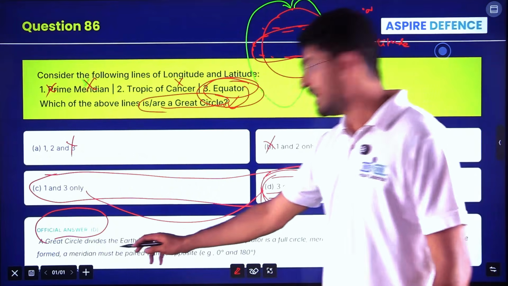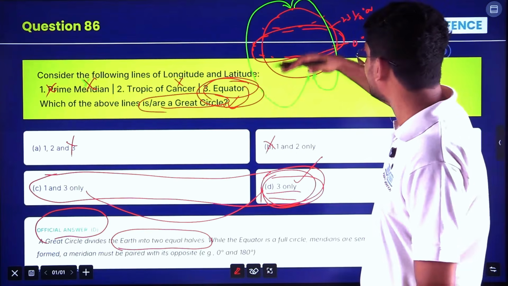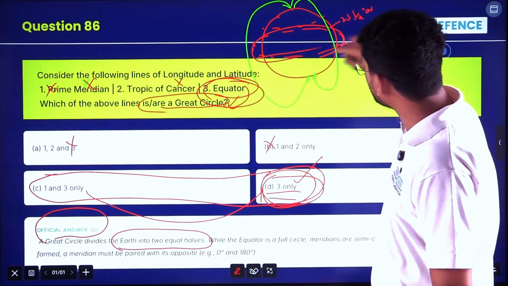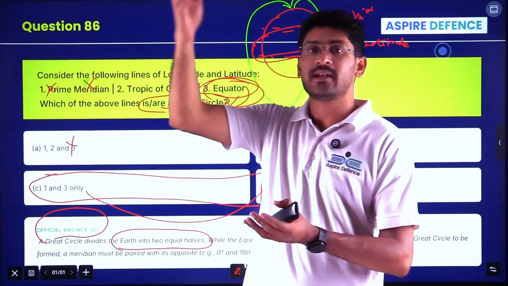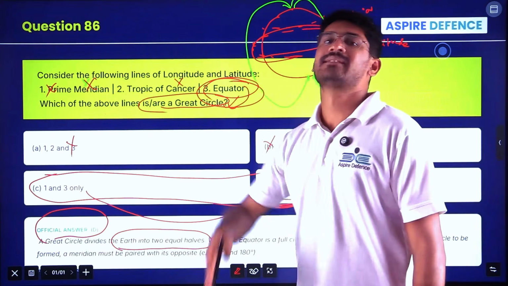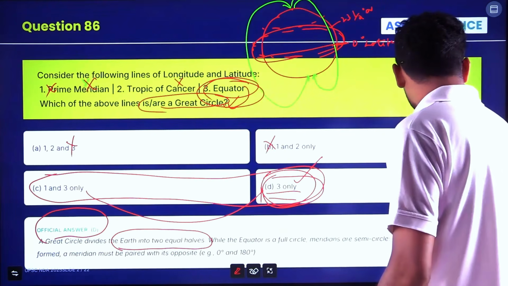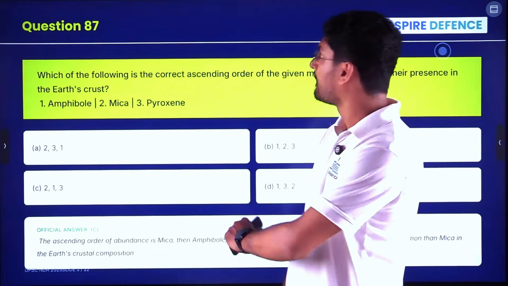A great circle divides the earth into 2 equal halves. The equator will cut the earth into northern and southern parts. But the prime meridian is a semicircle, only 180 degrees, not 360 degrees. So let's go to the next question very quickly.